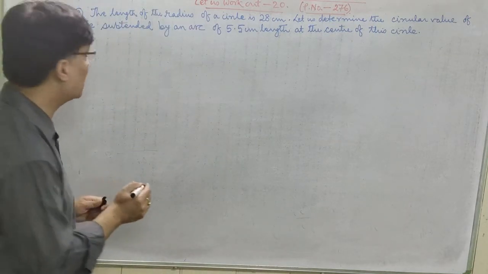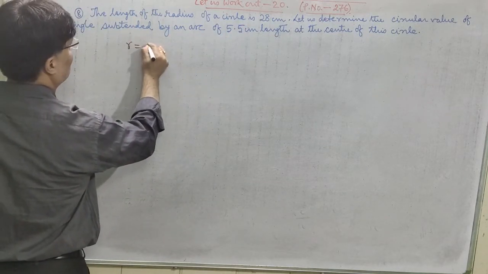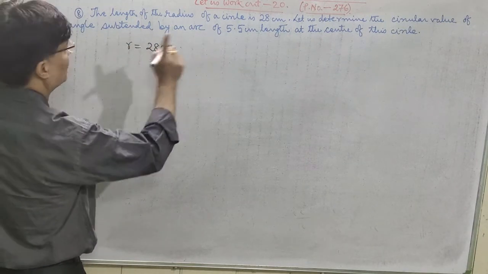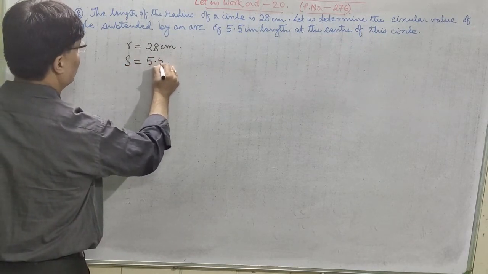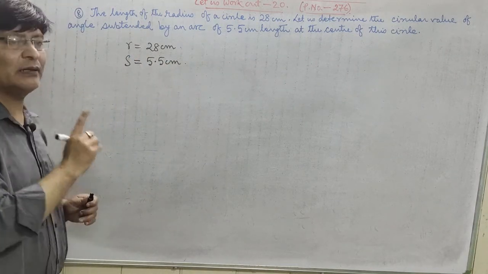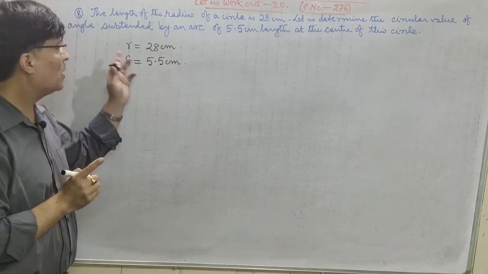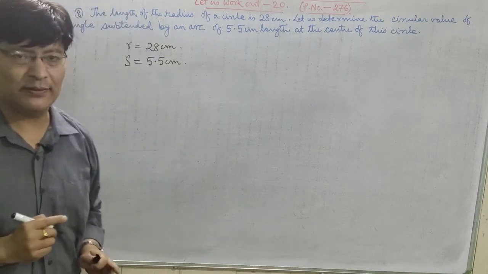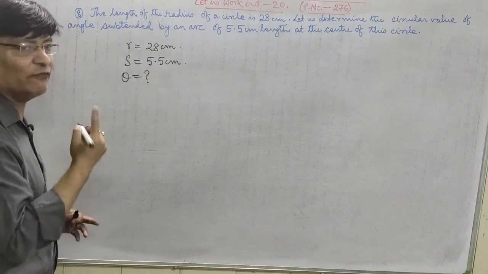So now let's do this problem. Here the length of the radius of the circle is 28 centimeter. What is the radius? R is equal to 28 centimeter. Then what is the length of the arc? That is your value for S. S is equal to 5.5 centimeter. Now we have to find out the angle at the center of the circle, that is the angle subtended at the center of the circle by the arc of length 5.5 centimeter. So you have to get the value for theta in terms of circular value.